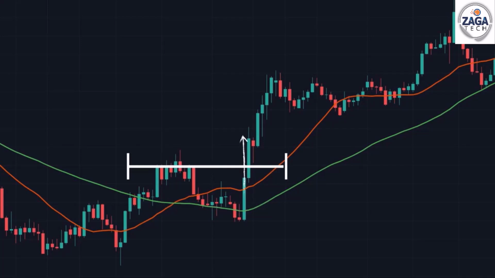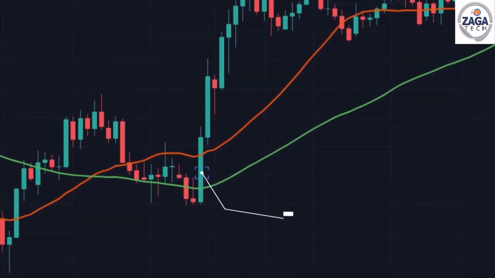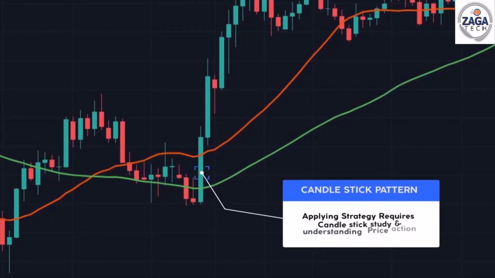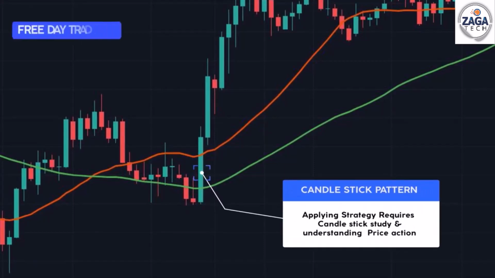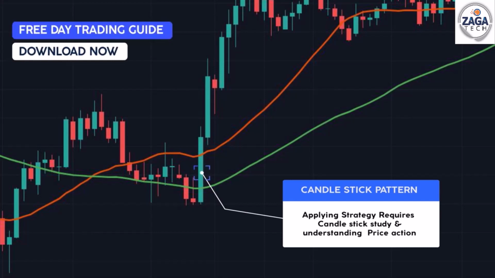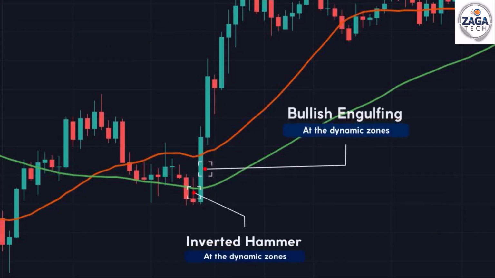As you can see, applying this strategy requires knowledge of candlestick patterns and understanding price action. These are covered in our free day trading guide, so make sure to download a copy via the link in the description. Patterns such as engulfing candles and pin bars are also ideal as an entry trigger.